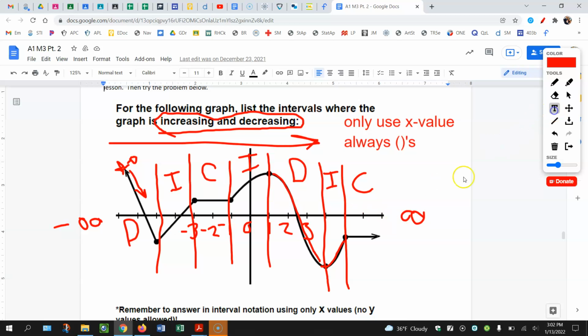As far as decreasing, the intervals are going to be from negative infinity, I can't do the symbol on here, to right here, this x value, which is going to be -5. So it's from negative infinity to -5. It's also decreasing in the interval 1 to 4.